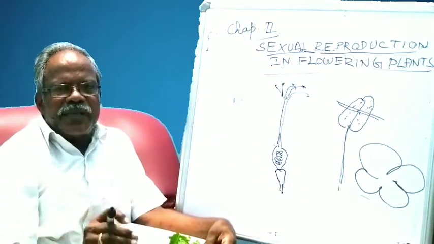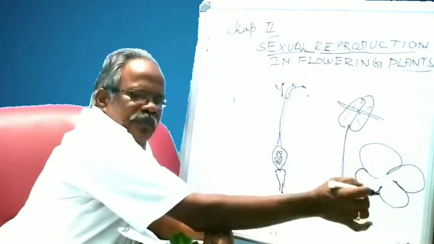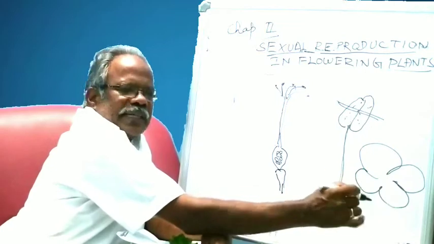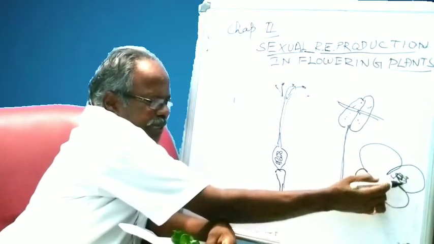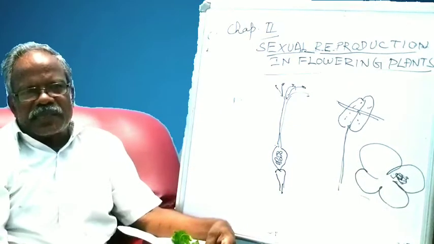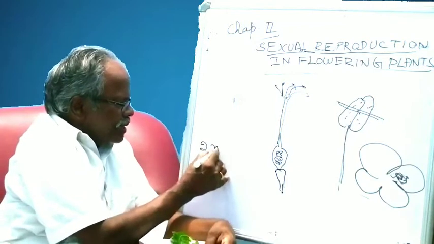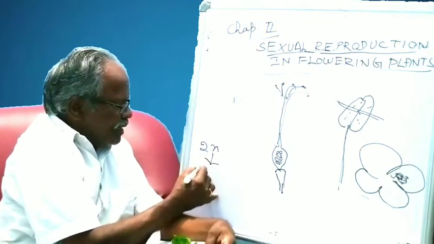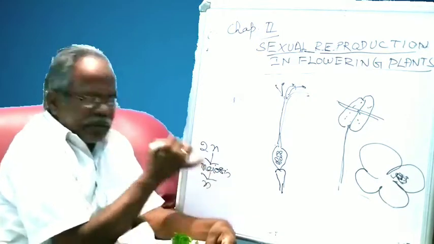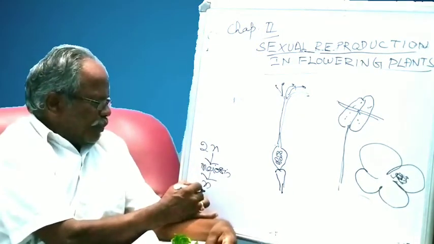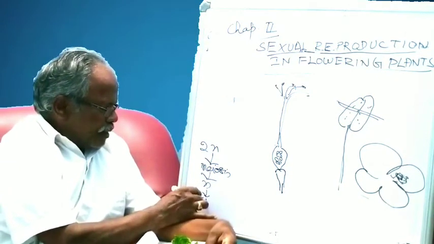So the tapetum nourishes the pollen grain. The tapetum is the 5th layer that nourishes the mother cells. The mother cells produce the pollen grain by the process of meiosis. So actually the mother cell has 2n chromosomes, and by the process of meiosis the 2n is converted into n. That is nothing but the pollen grain, or it subsequently forms sperm.